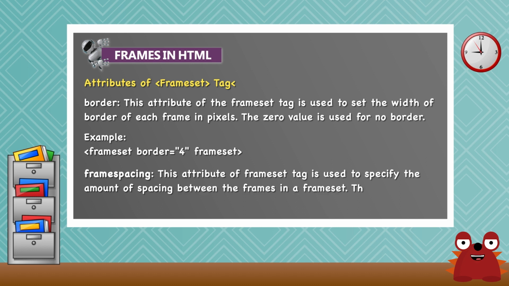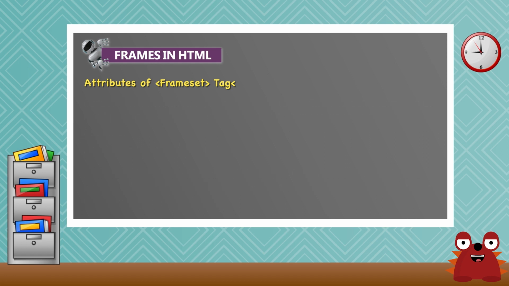spacing between the frames in a frameset. This can take an integer value as a parameter. Here is an example. Let's now learn the attributes of the frame tag.